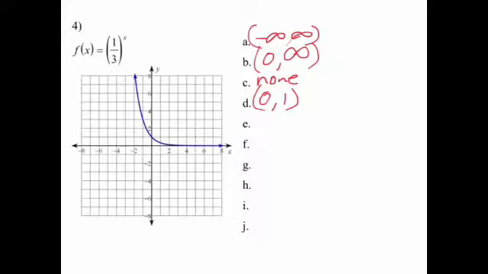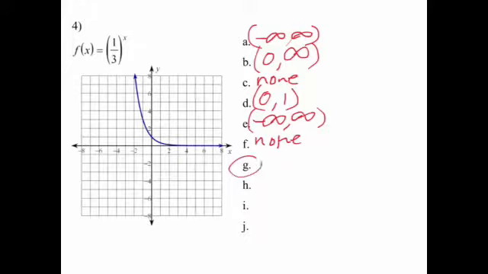E is asking where is it positive, as in where is it above my x-axis. That's everywhere. So from negative infinity to infinity, it's going to be positive. If it's positive everywhere, it can't be negative anywhere, so that interval doesn't exist.